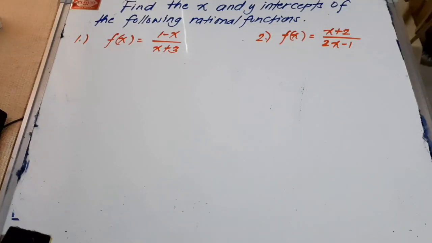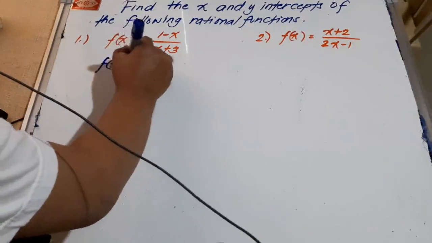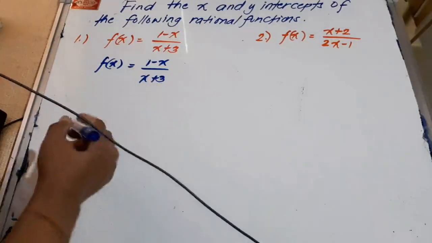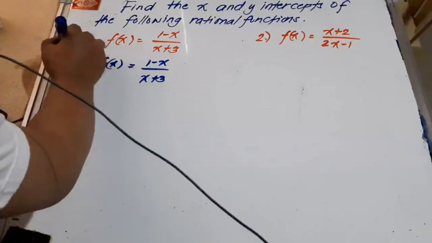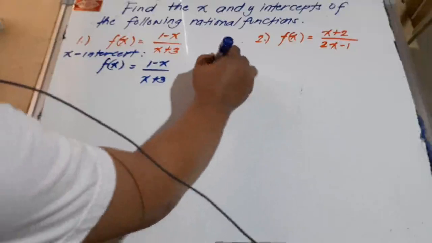Okay? So, sagutan ko muna yung number 1 na function, or rational function. We have f of x equals 1 minus x over x plus 3. So, ito yung given natin. Kunin muna natin si x-intercept.